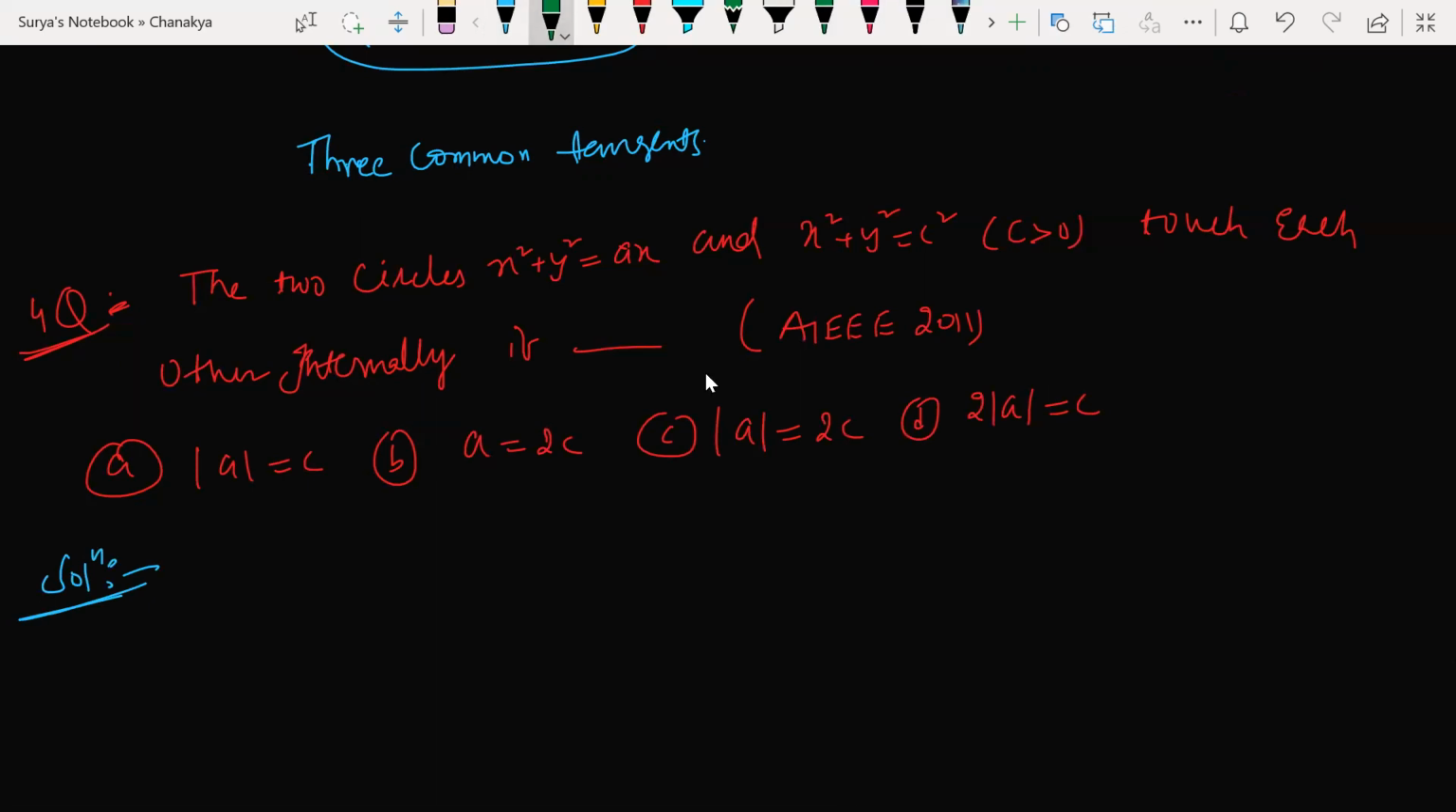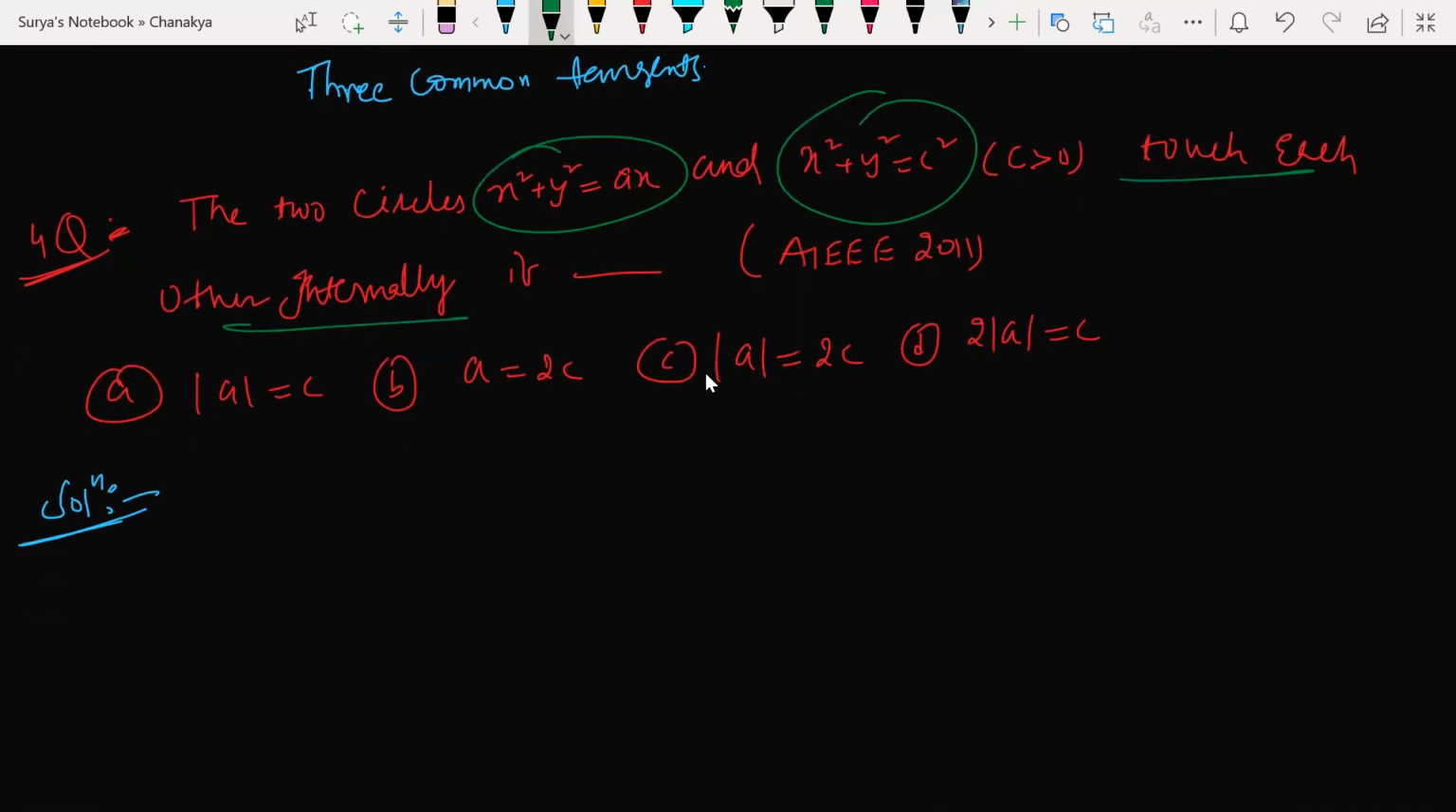Okay. So two circles, this one and this one, touch each other internally. Sometimes they give you the hint that they are touching internally, which means I have to use the condition. When two circles are touching internally like this, what was the condition? C1C2 is equal to R2 minus R1. Clear? This is the condition.